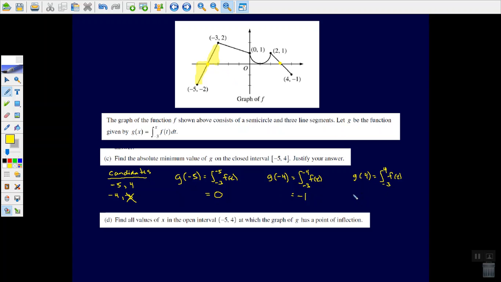And I think g of 4 is the toughest. You really earn your point with this one. You've got to shade in all the way from -3 all the way up here to 4. Okay, so I'm going to use the green this time and shade this in.